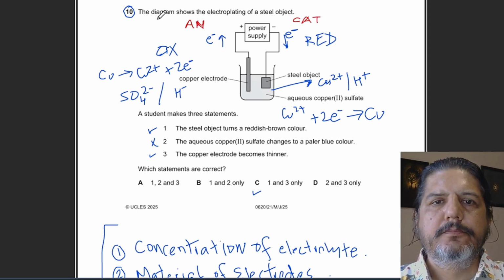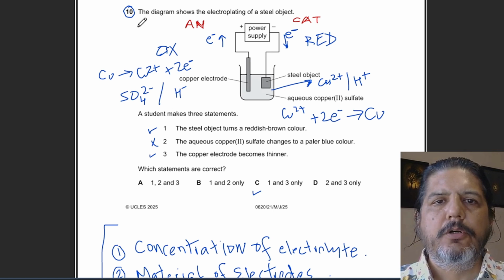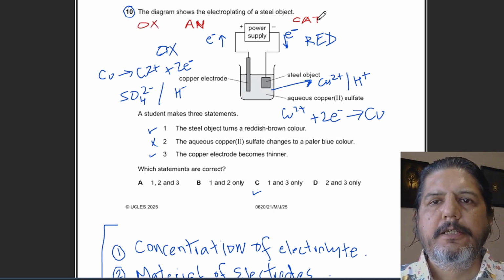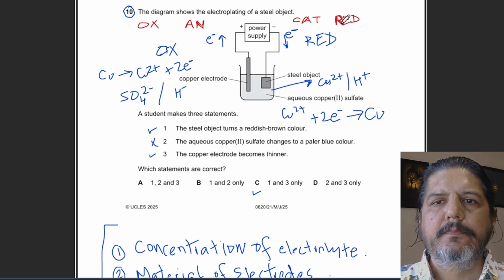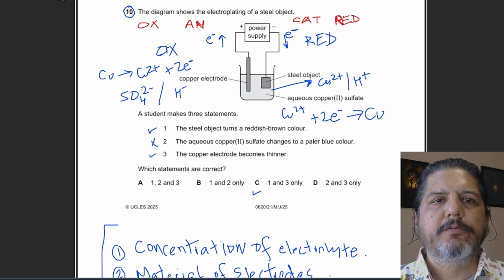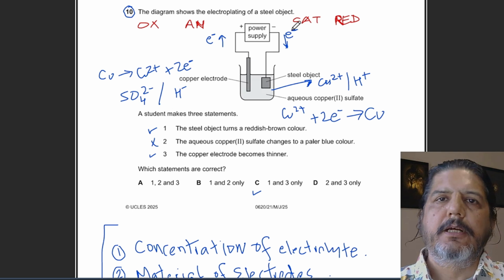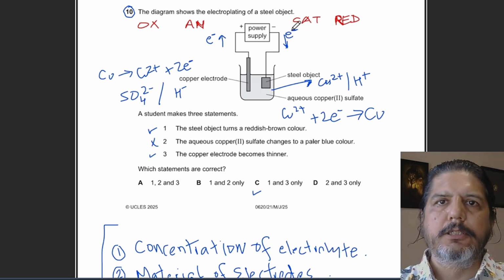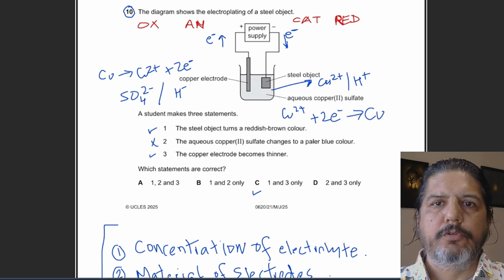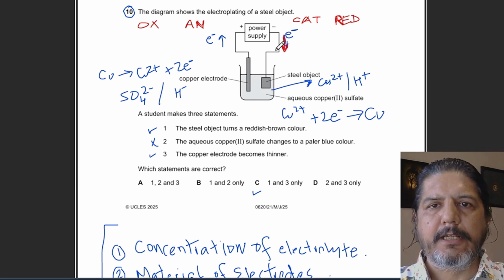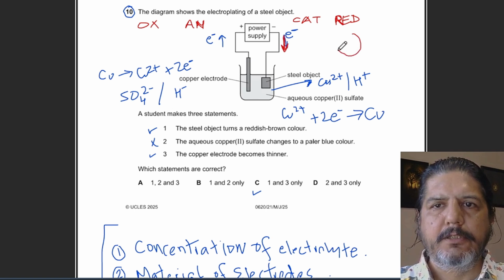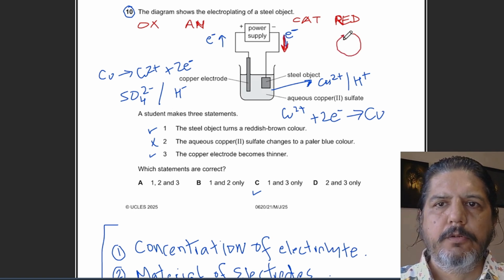We understand that at anode, oxidation will take place here. Reduction will take place at the cathode. So these are the things that we understand. We also understand that the negative charge will follow the clockwise direction. So the negative charge should flow something like this. This is the direction in which the negative charge should flow.